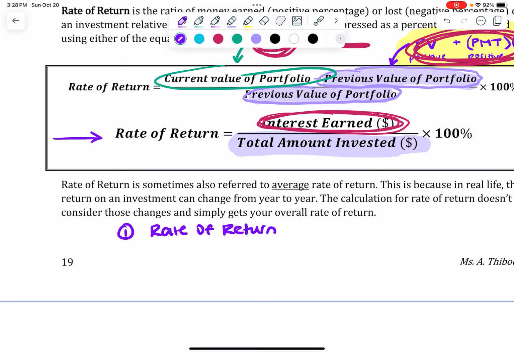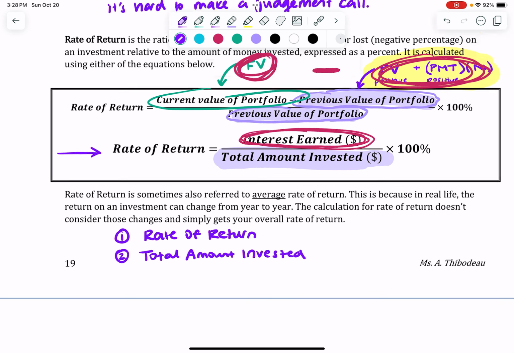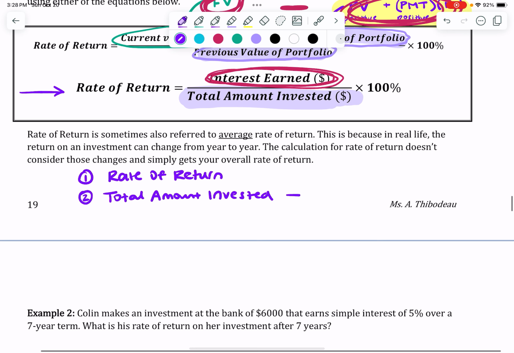Right? And that just follows the formula. Great, lovely, amazing. Thing number 2 I might be interested in is total amount invested, which is something that we have to calculate to figure out rate of return. But sometimes that's the only thing I'm interested in, right? Sometimes that's the only thing.